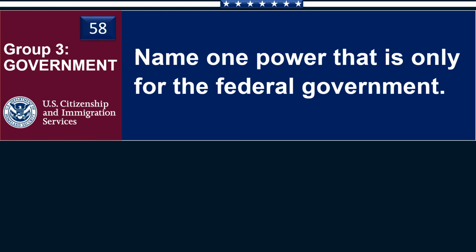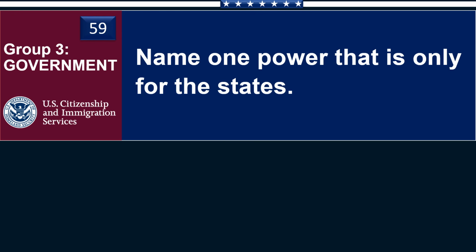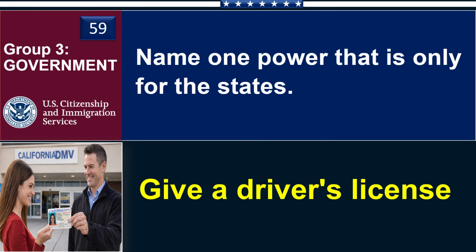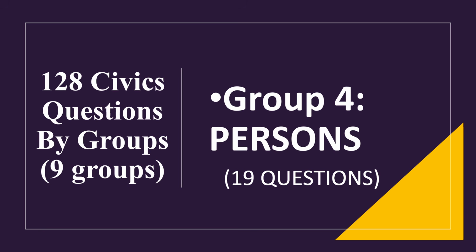Name one power that is only for the federal government. Print paper money. Name one power that is only for the states. Give a driver's license. Group 4. People.